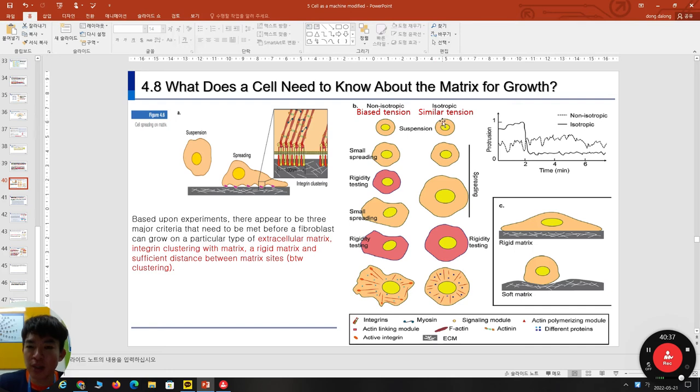Okay? But here, you can imagine cells have similar tension overall. But in the non-isotropic manner, they have biased, sometimes one-direction tension. So when they look like that, maybe this side of the cell has different tension. And then maybe depending on your topology, the cell feels the different tension.